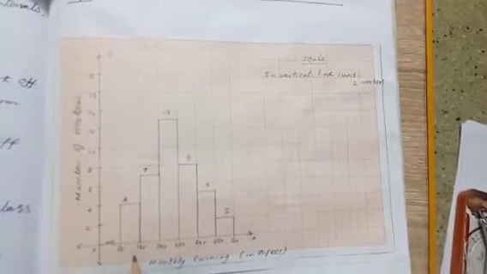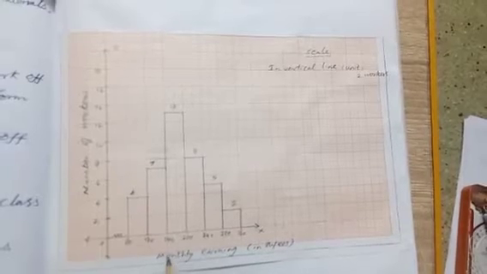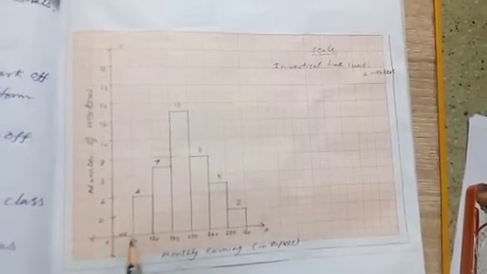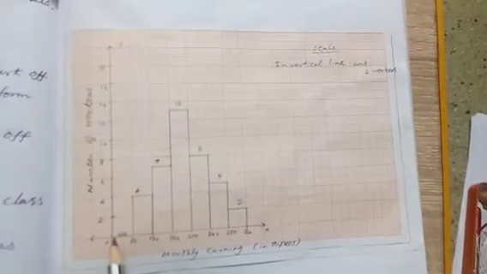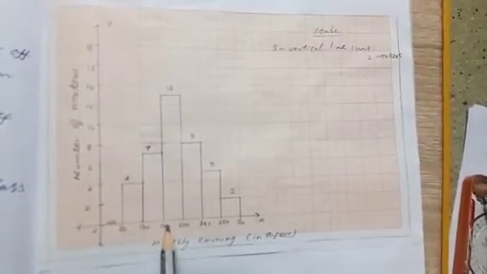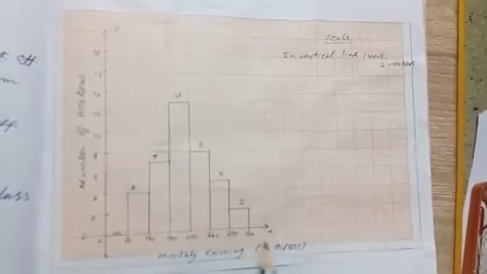When the scale along the x-axis does not start at the origin, we show it by a kink, that is, a break line or zigzag curve near the origin. So here is 0 to 80. Then 80, 120, 160, 200, 240, 280, then 320. Up to 320 is there.